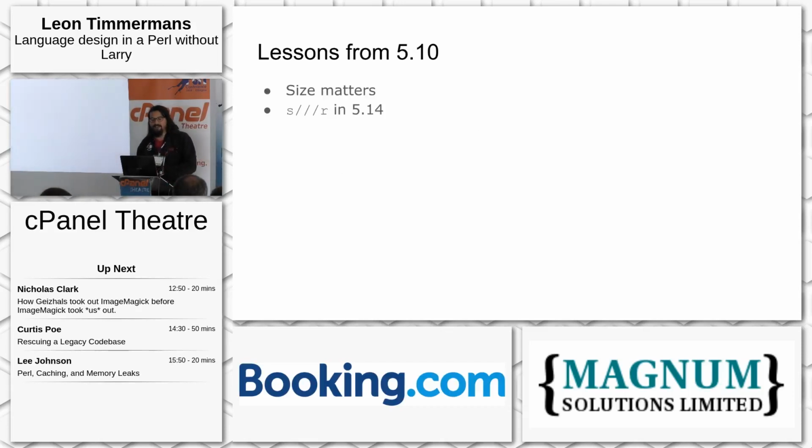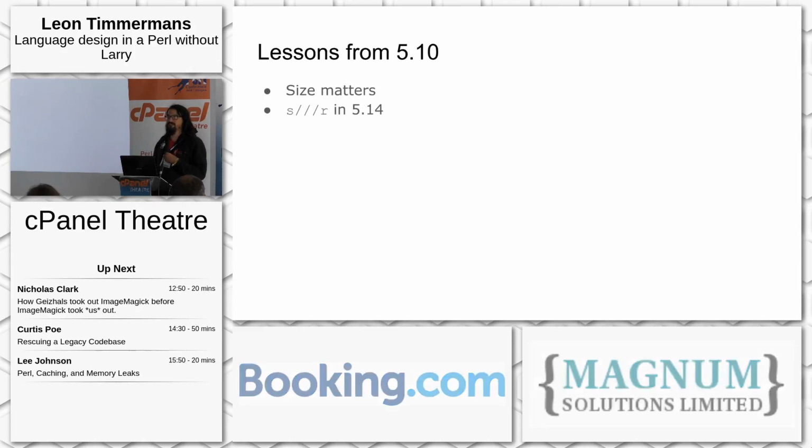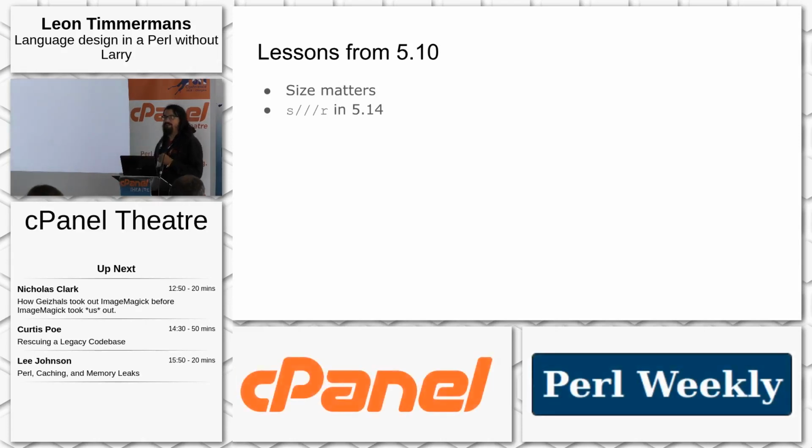So, lessons from 5.10. Size matters, and this is a general pattern that's also true in a lot of later Perl versions, in my opinion. A lot of the small additions that you can explain in one or two sentences have been very successful, and a lot of the larger features, not so much. I mean, the r modifier in 5.14 is another example of this. It's a very small addition, but it actually can make a difference on daily or weekly timescales.